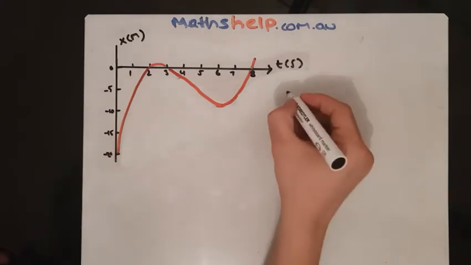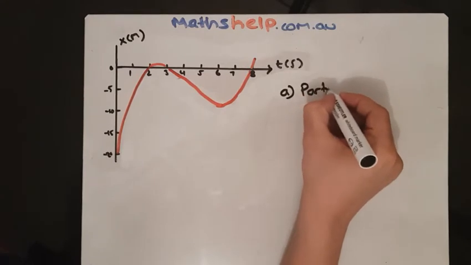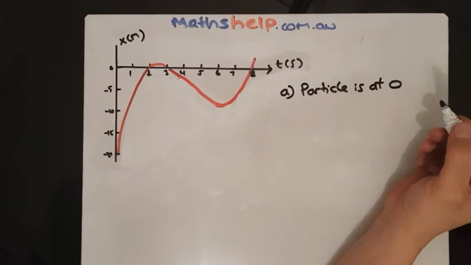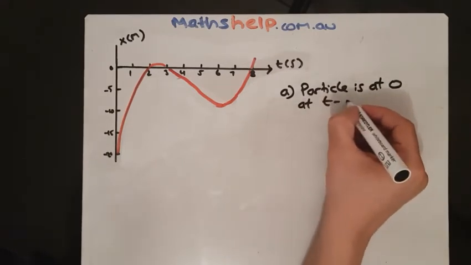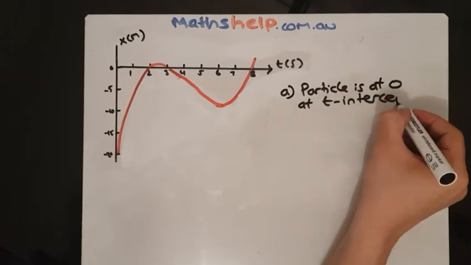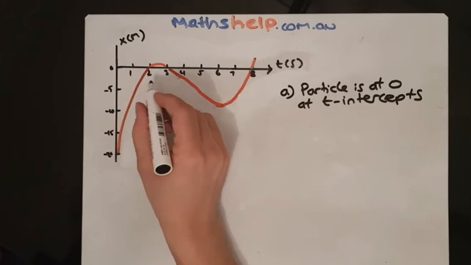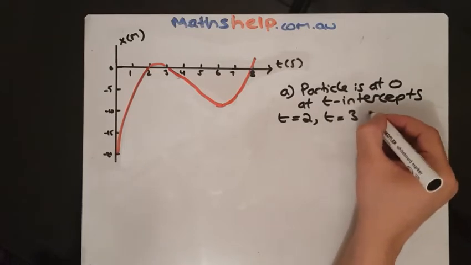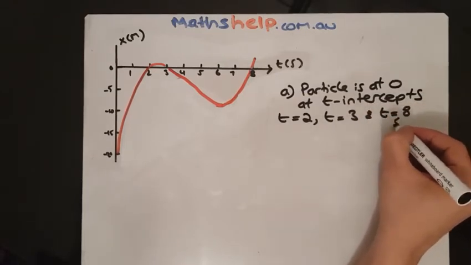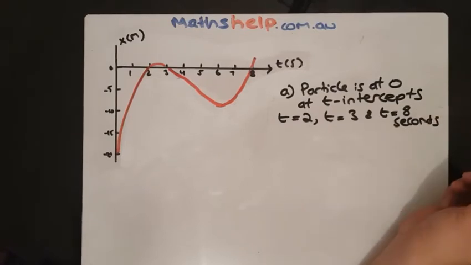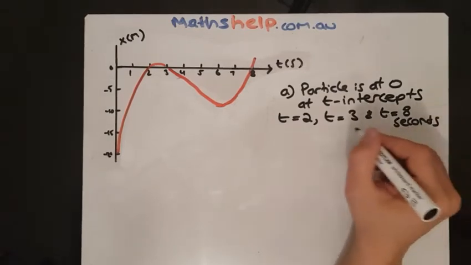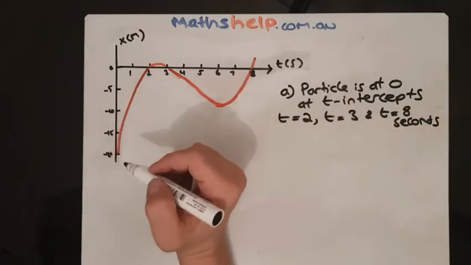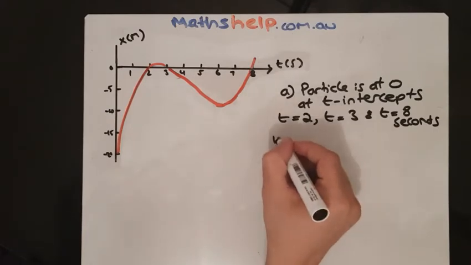We can say that the particle is at O at the t-intercepts. And what are our t-intercepts? t equals 2, t equals 3, and t equals 8 seconds. These are the times that the particle is at the origin. Alright, for part B.